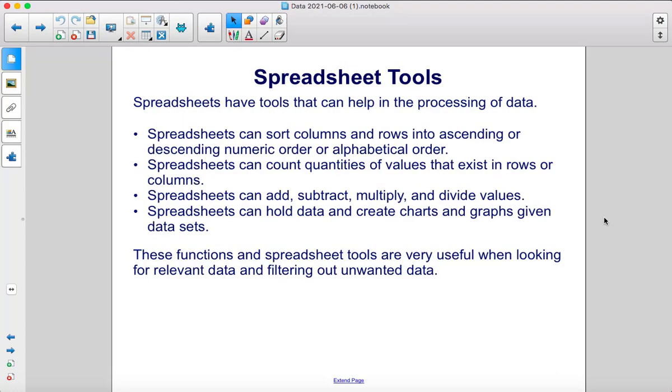Spreadsheets have tools that can help in the processing of data. Spreadsheets can sort columns and rows into ascending or descending numeric order or alphabetical order. Spreadsheets can count quantities of values that exist in rows or columns. Spreadsheets can add, subtract, multiply, and divide values. Spreadsheets can hold data and create charts and graphs given datasets. These functions and spreadsheet tools are very useful when looking for relevant data and filtering out unwanted data.